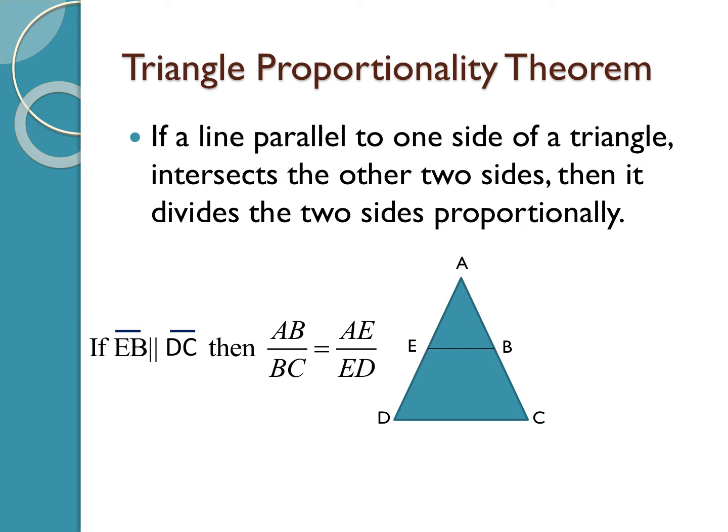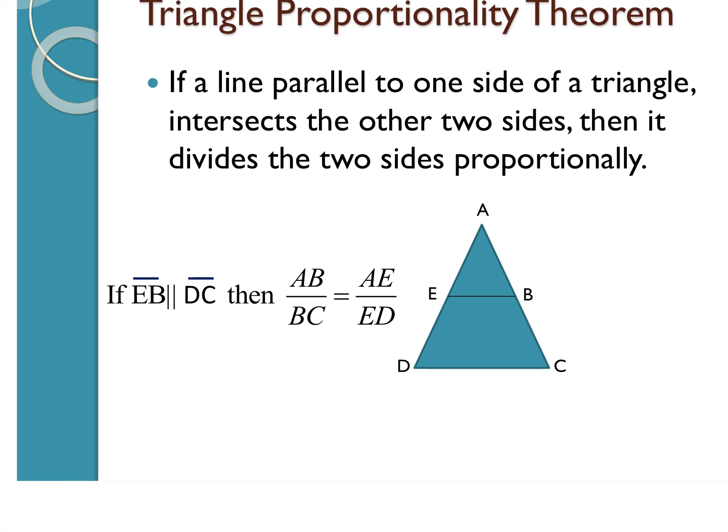And this one states that if a line is parallel to one side of a triangle, it's going to intersect the other two sides, and then it's going to divide the two sides proportionally. So you need to be given parallel sides here, and then what it'll do is break up the other two sides of the triangle proportionally.